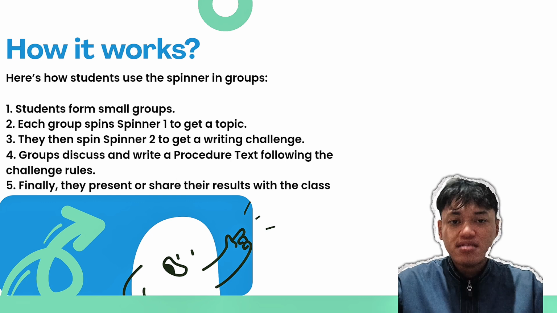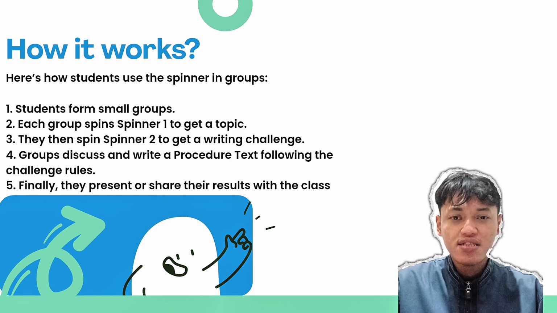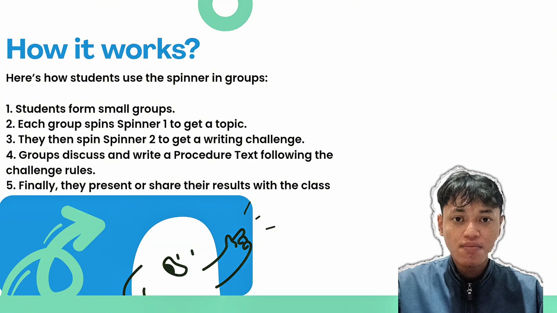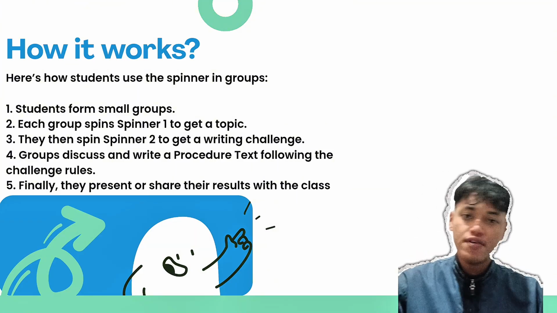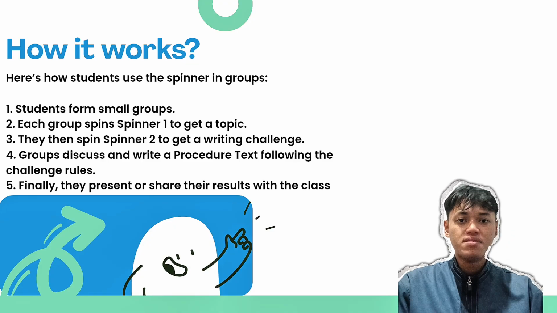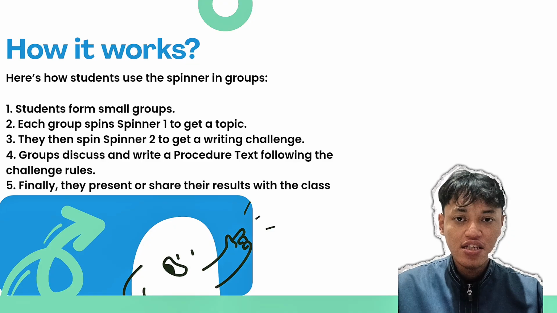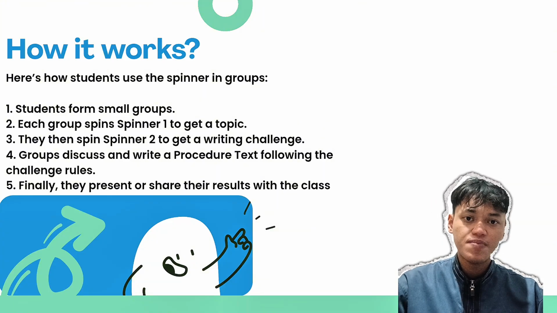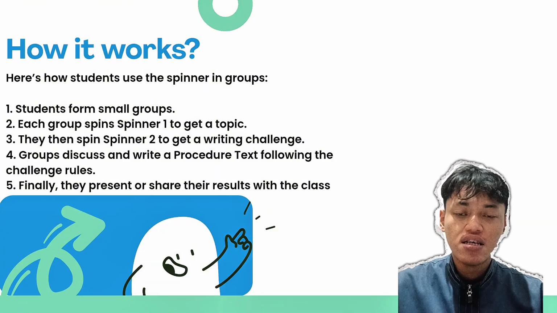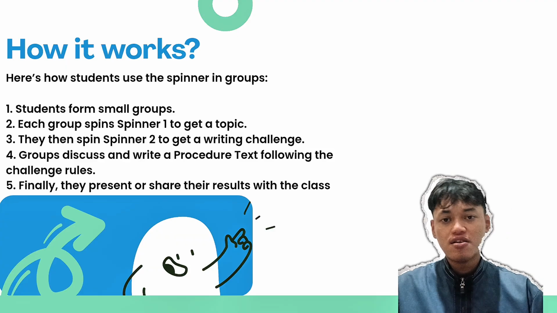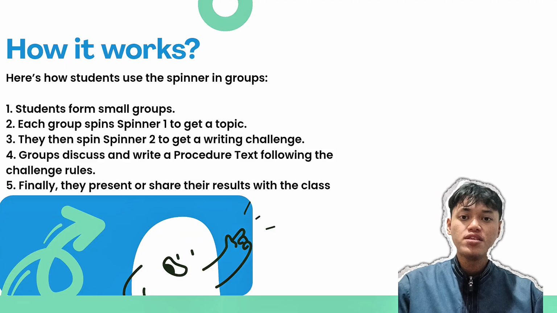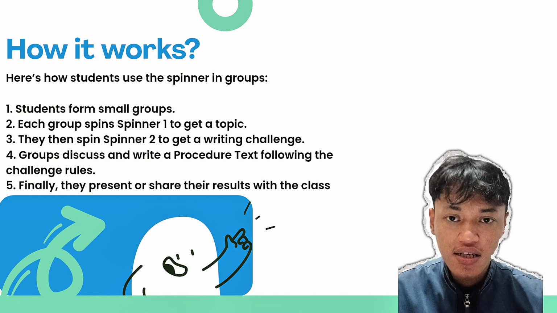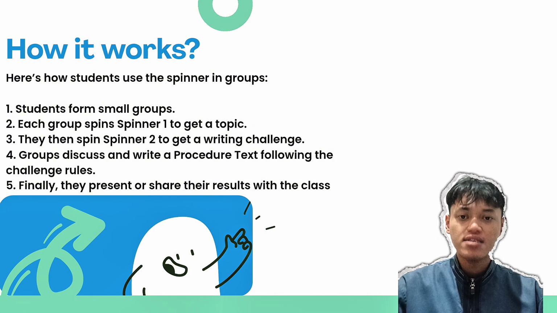So, how does this media work? Here's how students use the spinner in groups. First, students form small groups consisting of 3 to 4 members. Second, each group spins spinner 1 to get a topic, and then they spin spinner 2 to get a writing challenge. Groups discuss and write a procedure text following the challenge rules. Finally, they present or share their result with the class.